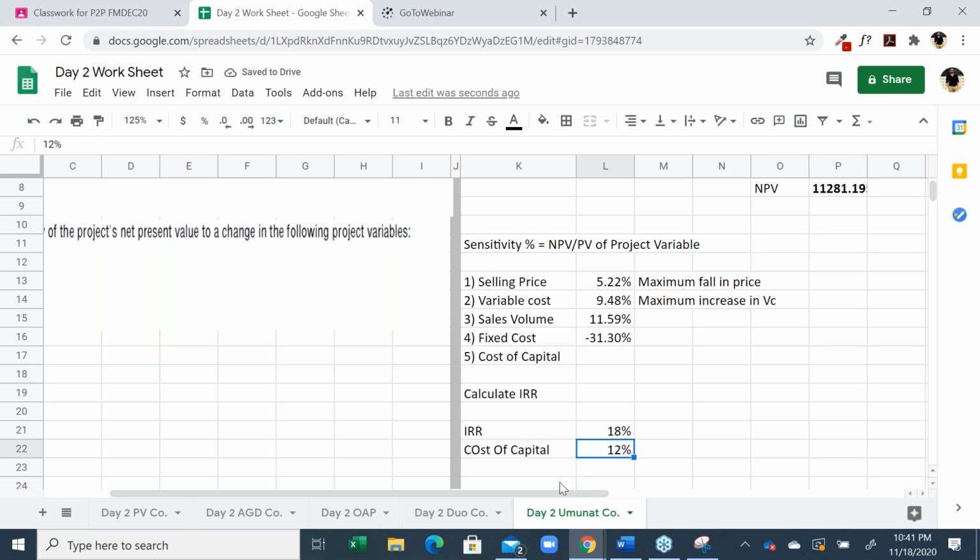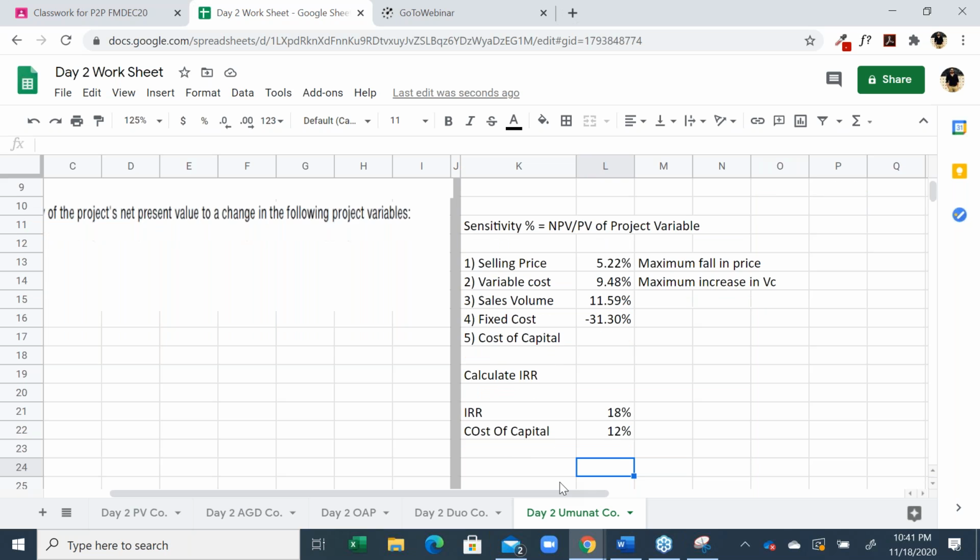So if the cost of capital is 12% and the project NPV gets zero at 18%, it means the maximum change that we can afford is 6 percentage points in this figure. Right? We can only afford a 6 percentage point increase in our cost of capital.